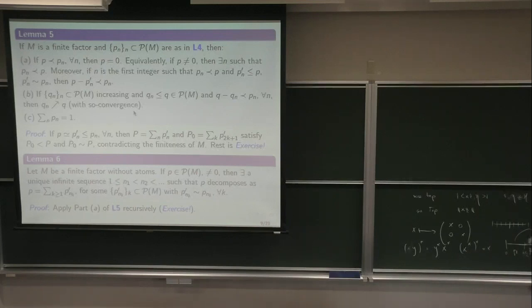Of course, you have nothing at hand, it's just some axiom. So because of this, if you have a finite factor without atoms and P is a projection, then you can find a unique infinite, strictly increasing sequence such that P decomposes as a sum of Pn prime and K, for some P prime and K that are equivalent with P and K. So it's exactly what I was saying.